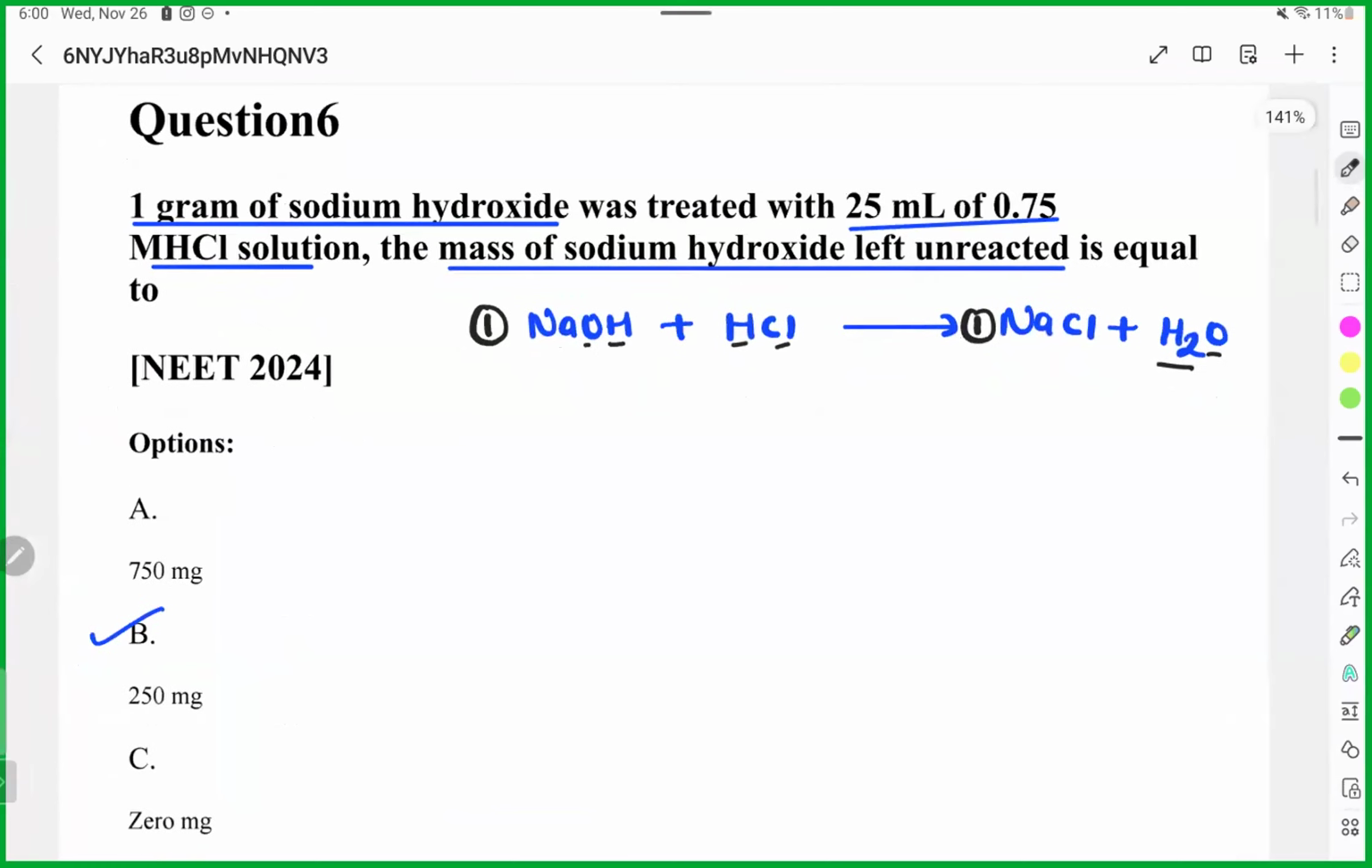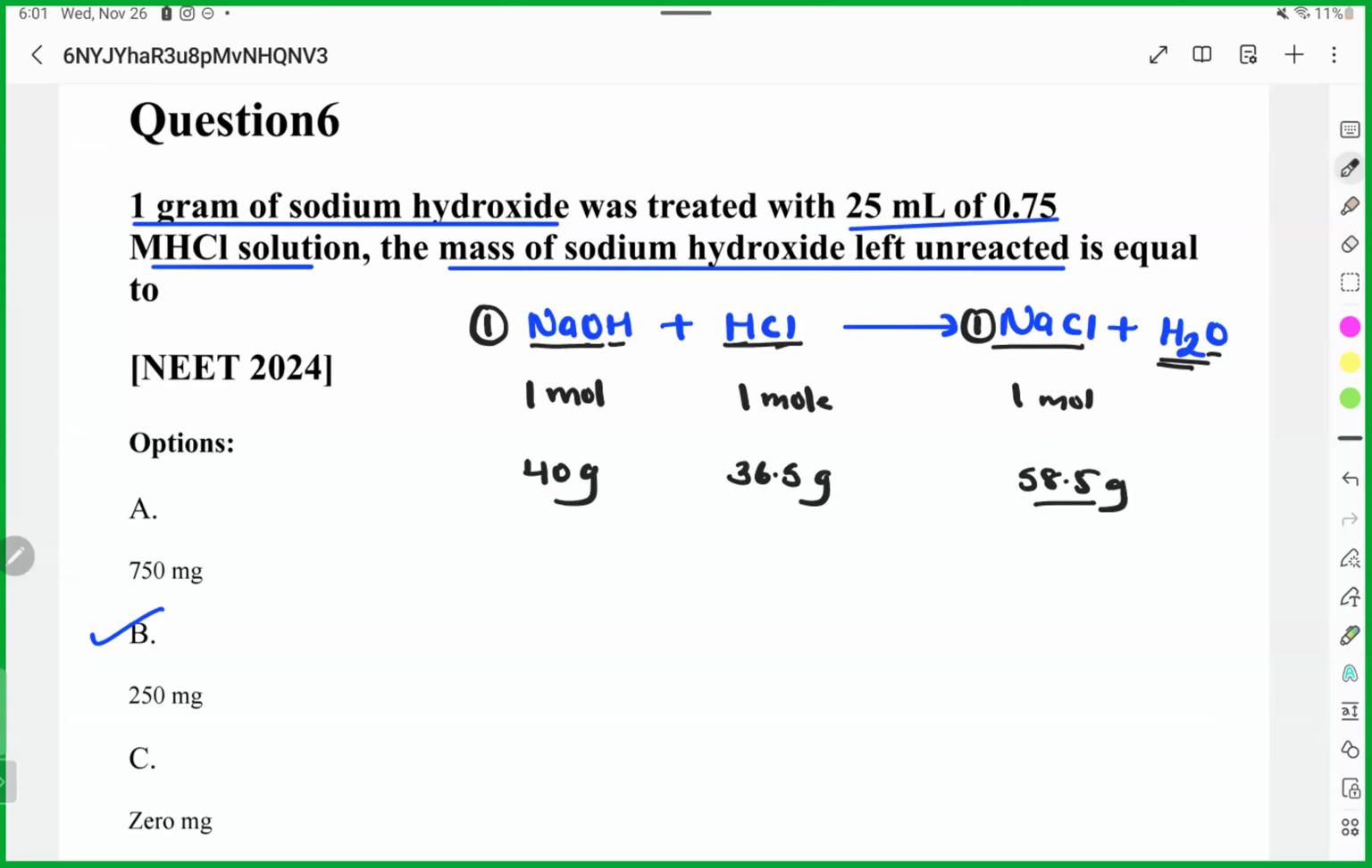Okay. So in this case, NaOH reacts with HCl and produces NaCl and H2O. This is the question. Here, if you take 1 mole of this, then 1 mole of this reacts and forms 1 mole of this. It means if you take 40 gram of this, then 36.5 gram of this will produce how much? 58.5 gram. Because I took gram.